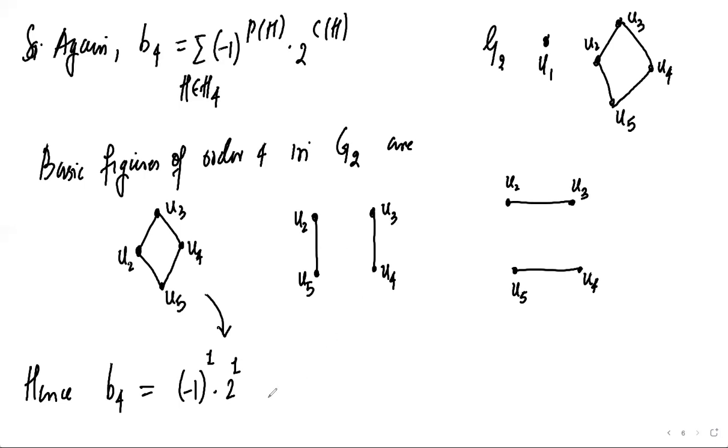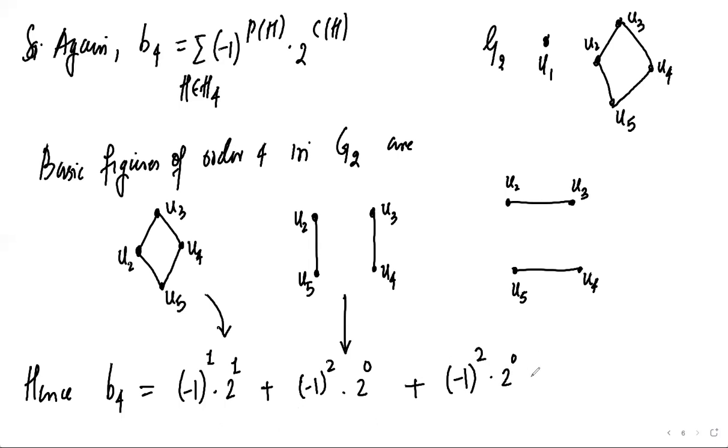Now this is also the second edge, then plus. Now here this is -1 power. Now this basic figure consists of 2 components. So here P of H is equal to 2. And now 2 power C of H. Now this basic figure does not contain any cycle. So we have 2 power 0. And this is the term which corresponds to this basic figure, then plus. And similarly here we will obtain -1 power 2 into 2 power 0.